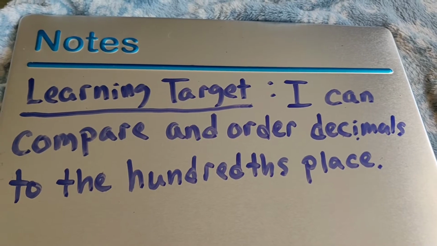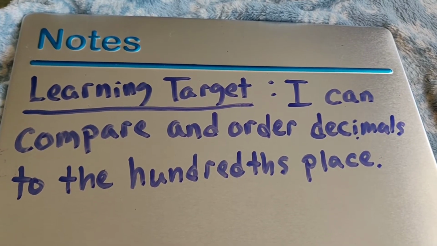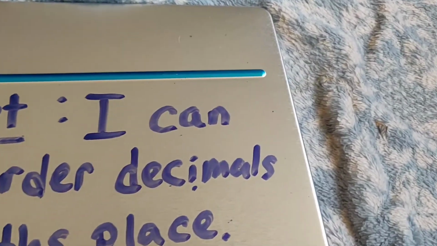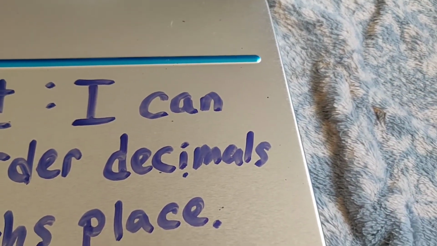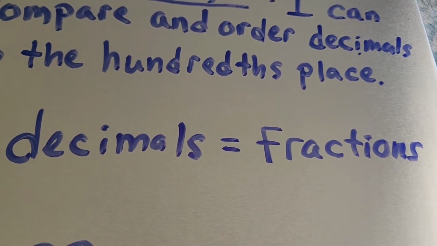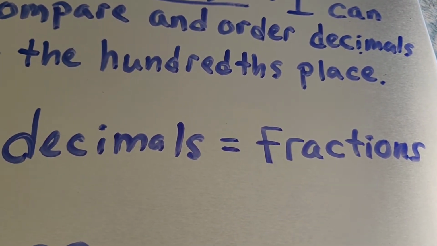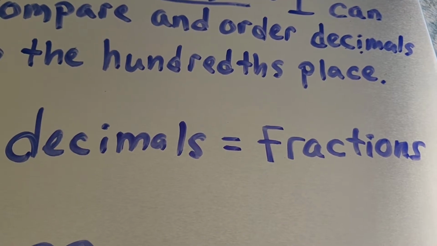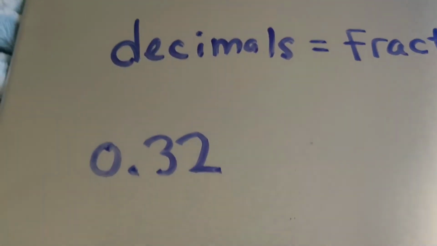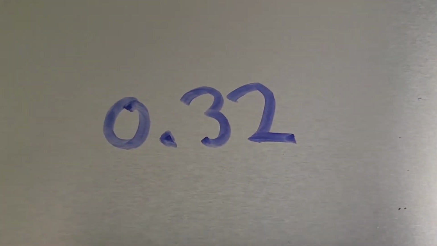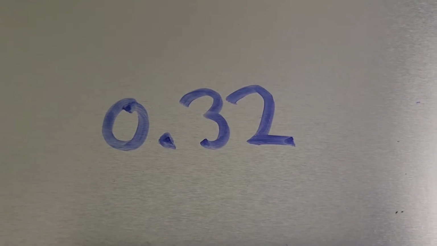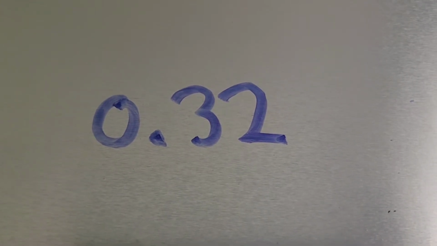So in our learning target, what are we comparing or putting in order? Let's focus in on that word, decimals. So what are decimals? Well, decimals are just fractions written in a different way. And in the last lesson, you wrote or expressed decimals as fractions. So for example, just as a refresher, 0.32, we could write that as a fraction.